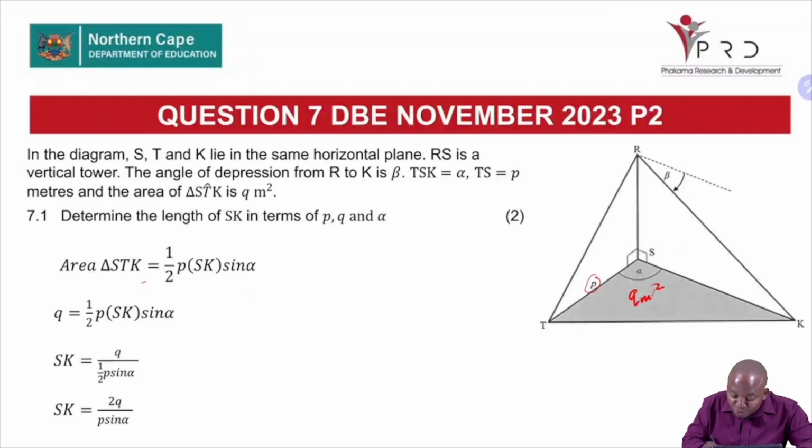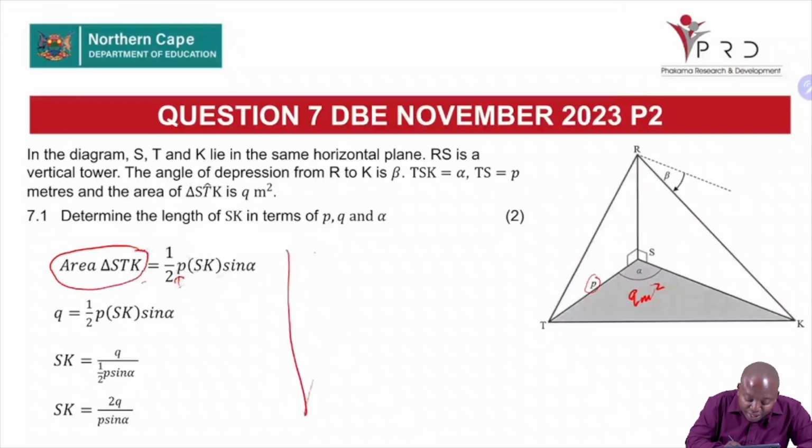Then what are we supposed to do? We're supposed to calculate SK. What are we going to do? We're going to use the area of STK. It is equal to half base, so this is our base. The area of triangle STK is equal to half base. Our base is TS.